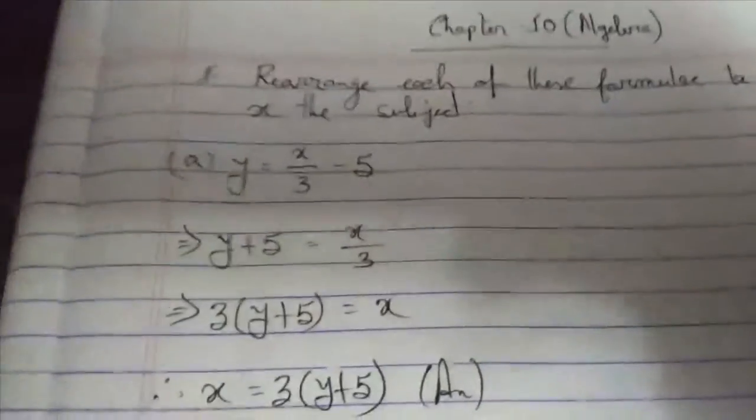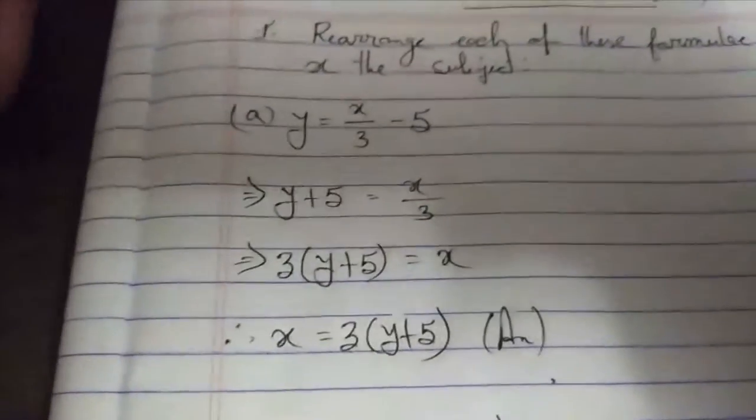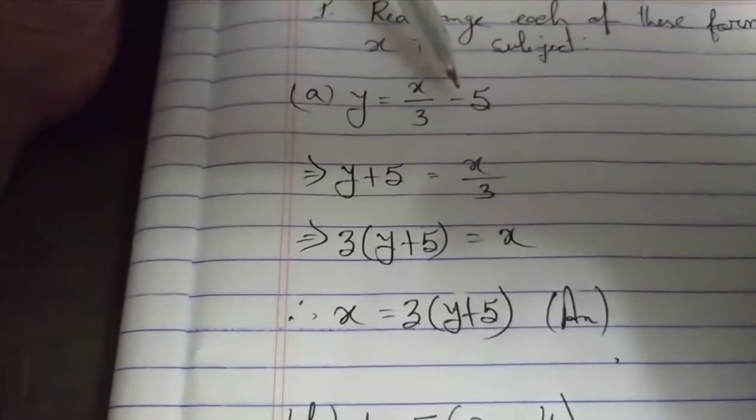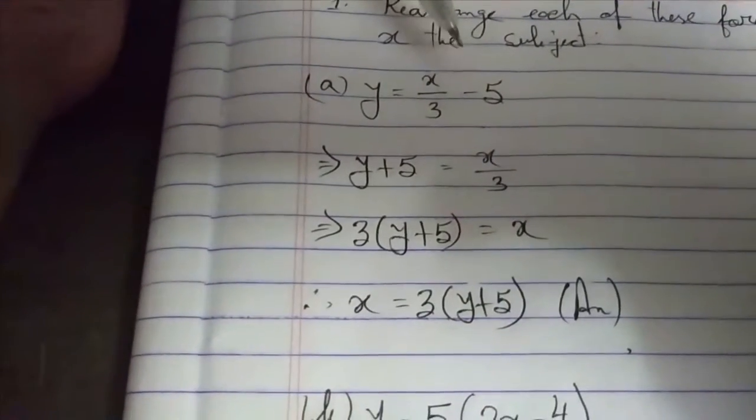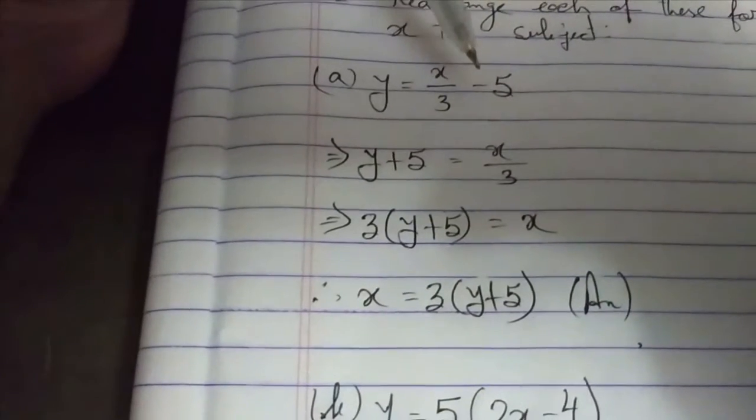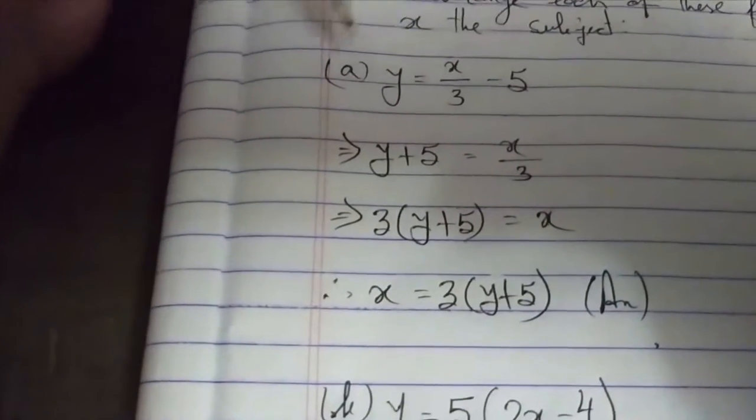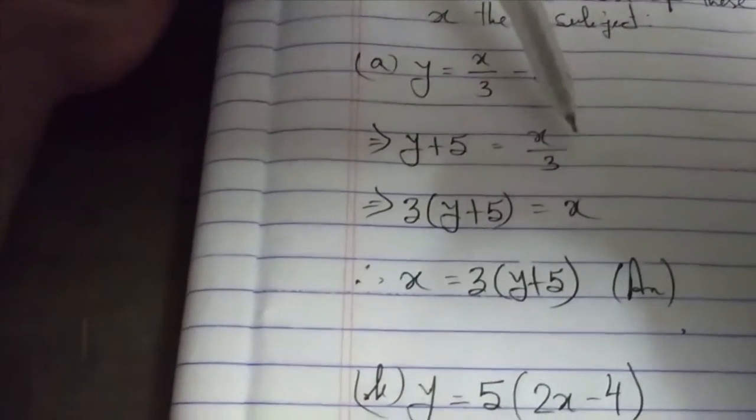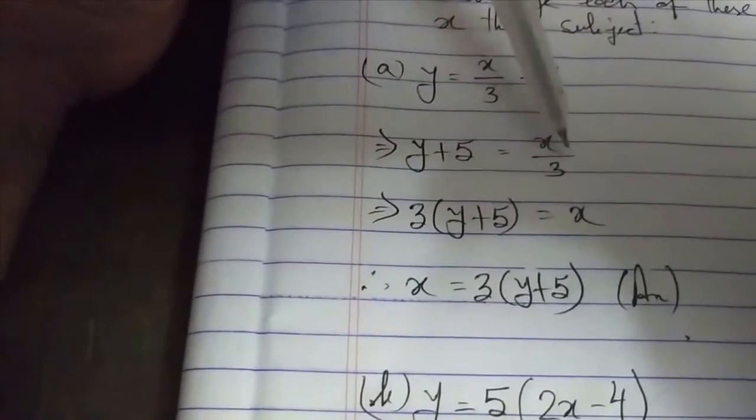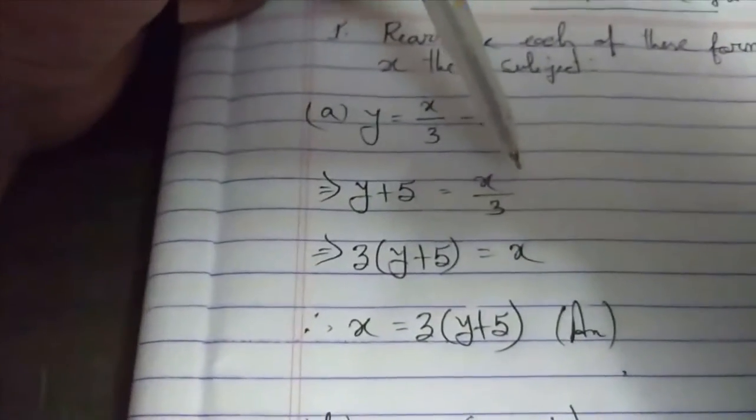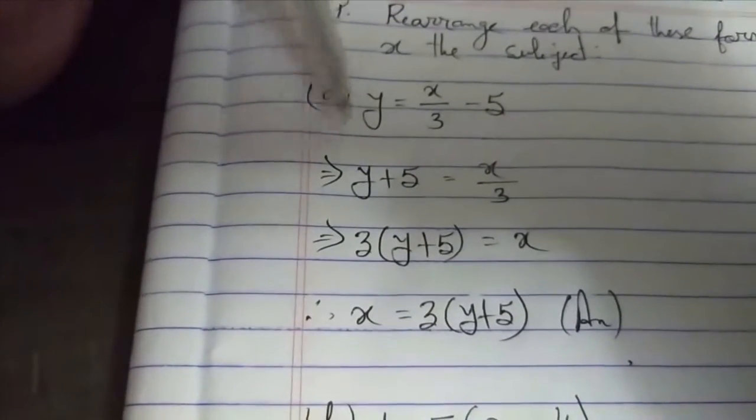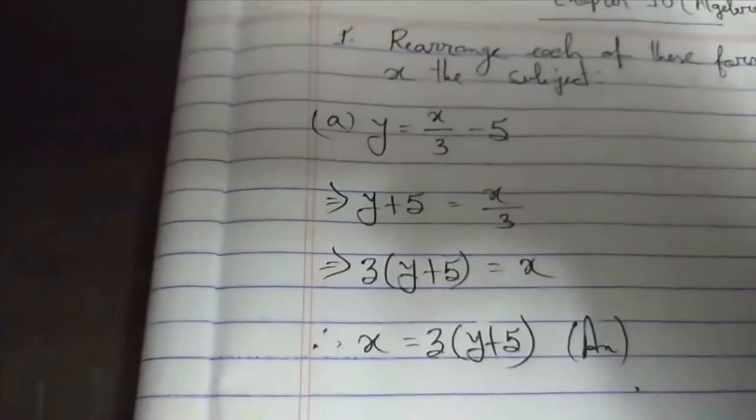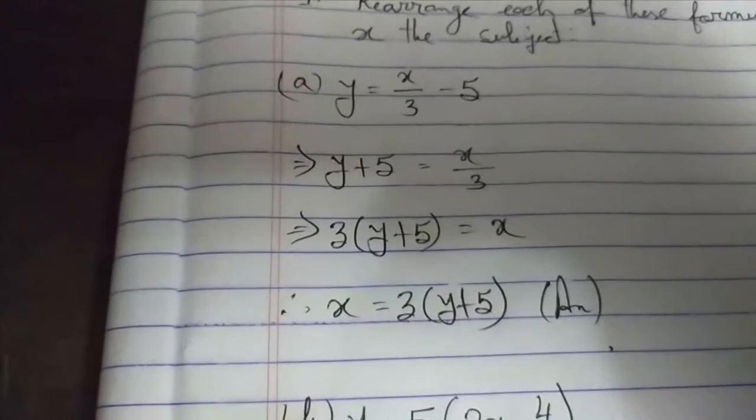First things first, the equation says y equals x divided by 3 minus 5. We have this minus 5 on the right side of the equation, so we will add plus 5 on both sides. If we add plus 5, then plus 5 minus 5 becomes 0, so only x by 3 will remain on the right side. As we have added plus 5, we will have y plus 5 on the left side. So now we have y plus 5 equals x divided by 3.